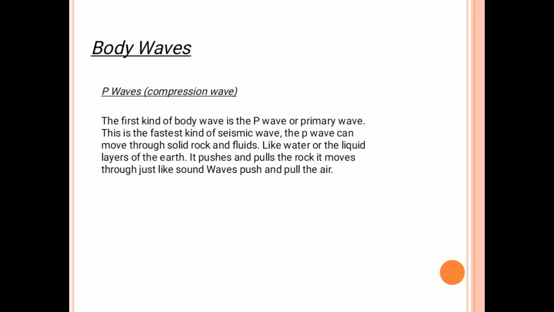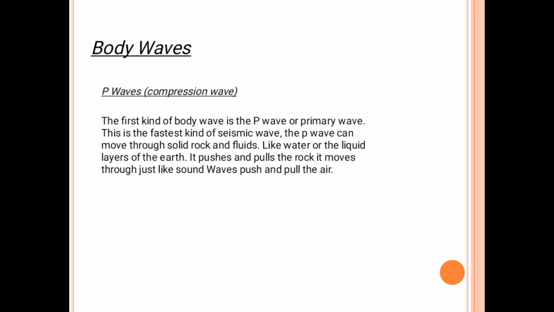Now we discuss primary waves. The first kind of body wave is the P wave, or primary wave. This is the fastest kind of seismic wave. The P wave can move through solid rock and fluids like water or the liquid layers of the earth. It pushes and pulls the rock. It moves just like a sound wave pushes and pulls the air.